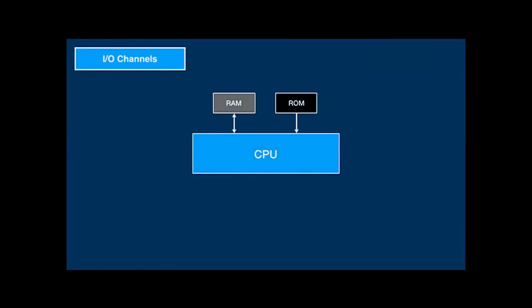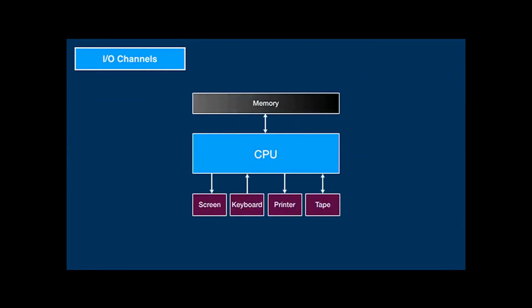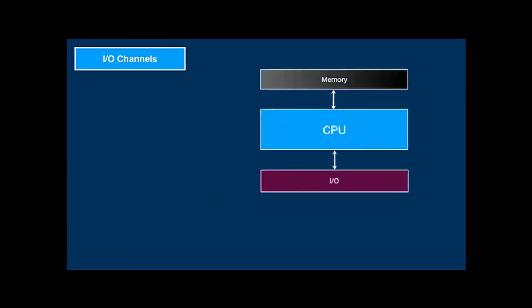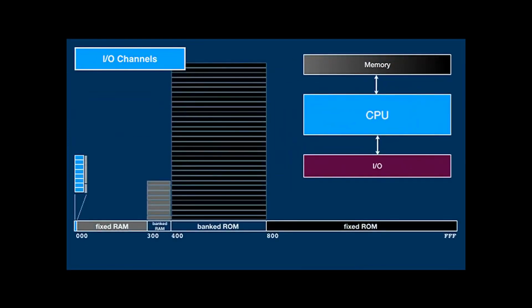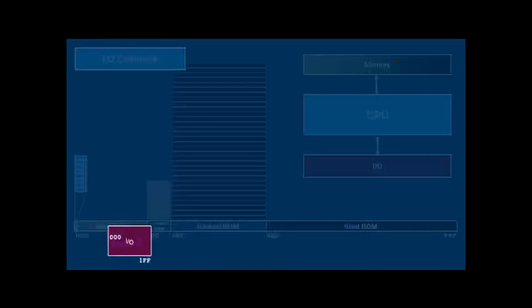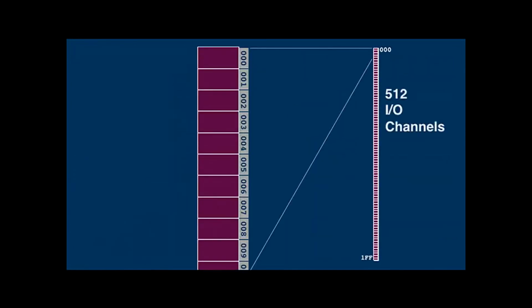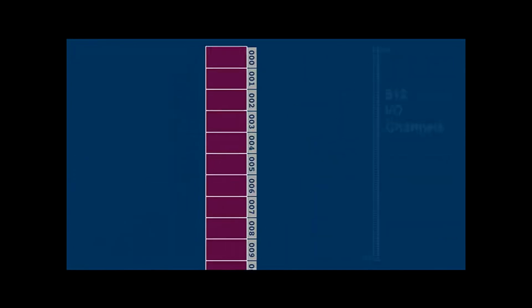We have seen that the CPU is connected to RAM and ROM, the memory bus. But computers also talk to peripheral devices. That is the I/O bus. We've already seen the address space for memory. There is a second address space to talk to devices. There are 512 I/O channels numbered 000 through FFF.